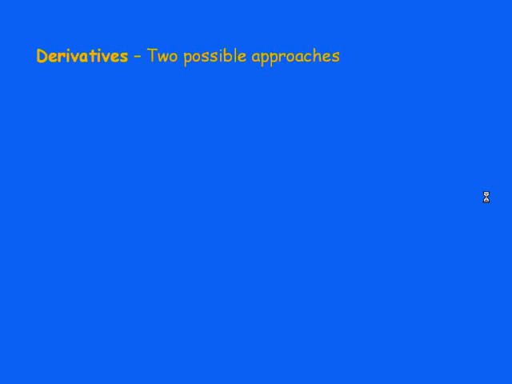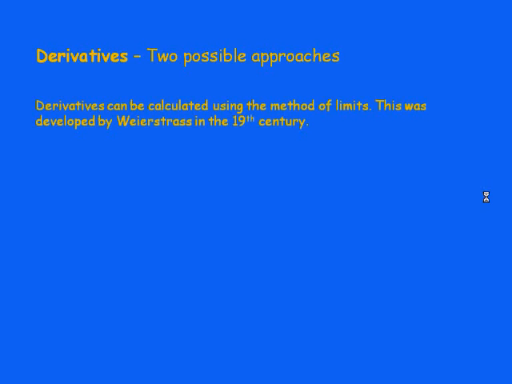And here there are two possible approaches. The one commonly used in the textbooks is the approach of limits, and that was developed by Weierstrass in the 19th century. Basically the idea is we take a small increment in x, h, and then we ask the question, what happens to f of x plus h minus f of x, divided by h, as the value of h gets close to 0? And that's the approach that dominates most of the textbooks.